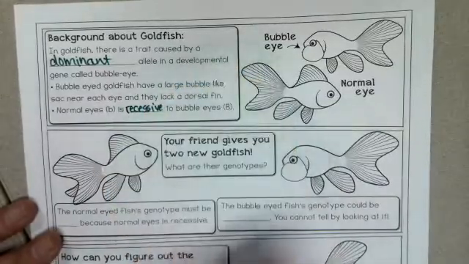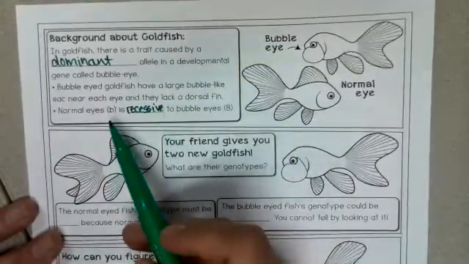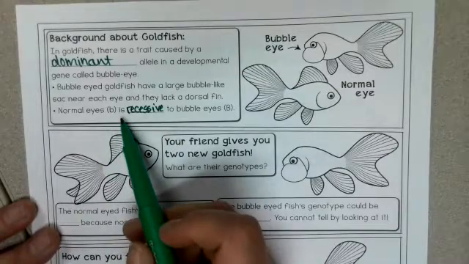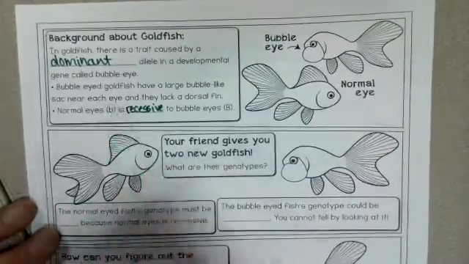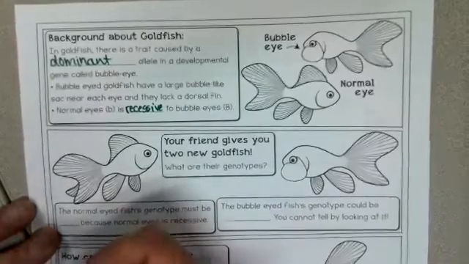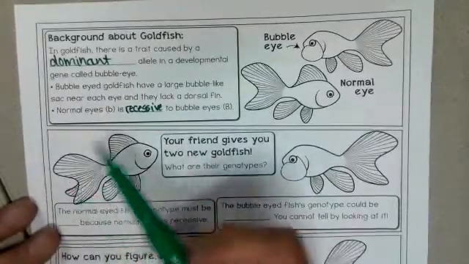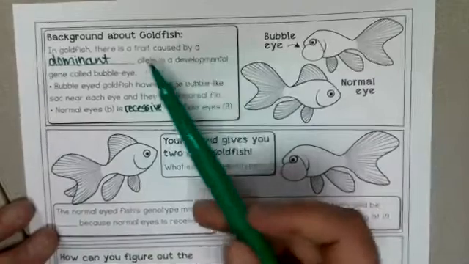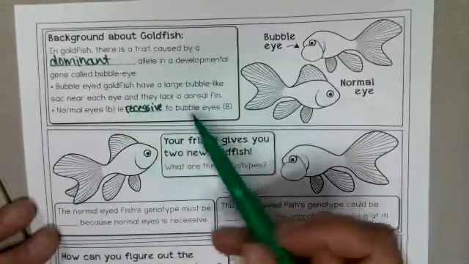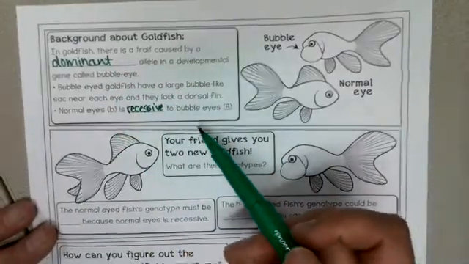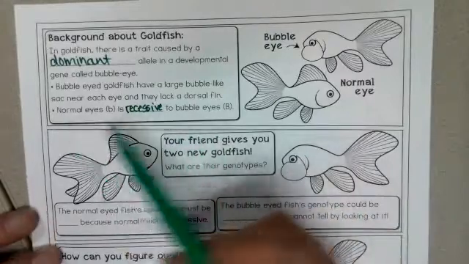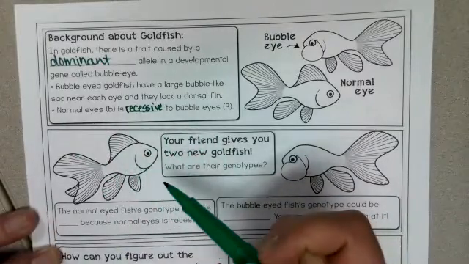And there's a couple of ways we know that, right? First off, probably the easiest and quickest way to look at it is that this has a lowercase letter. And we know that the lowercase letter always refers to the recessive allele. It also tells us over here that bubble eye is going to be dominant. So the only other option is recessive, and therefore normal eyes must be recessive.